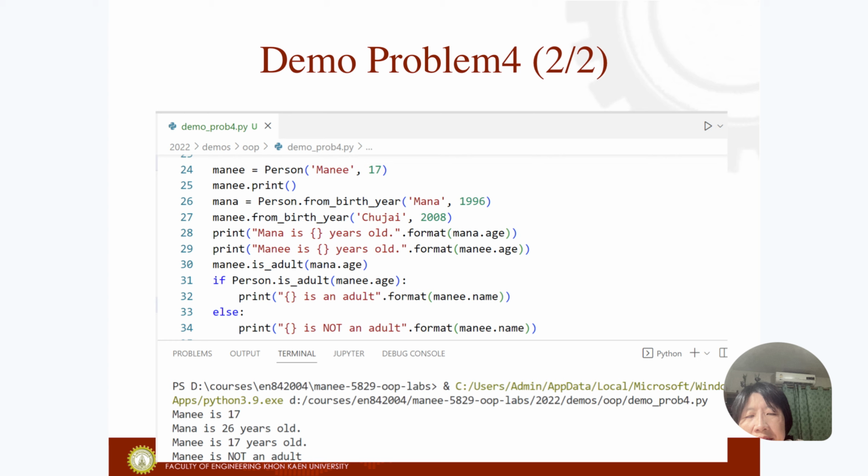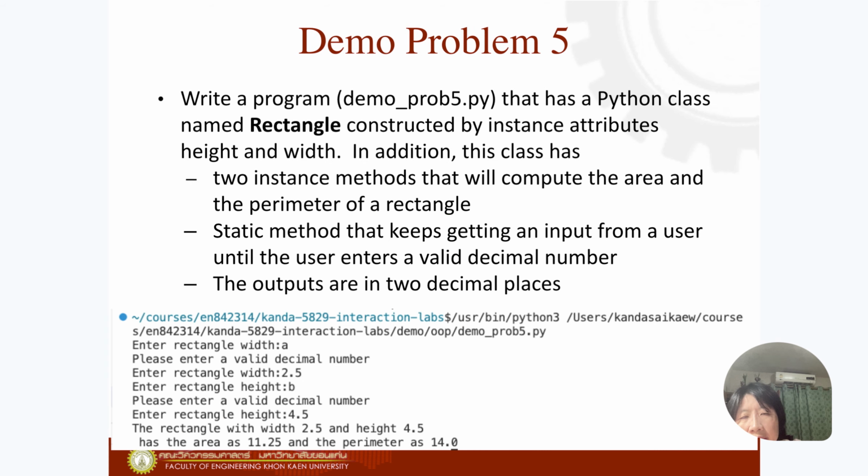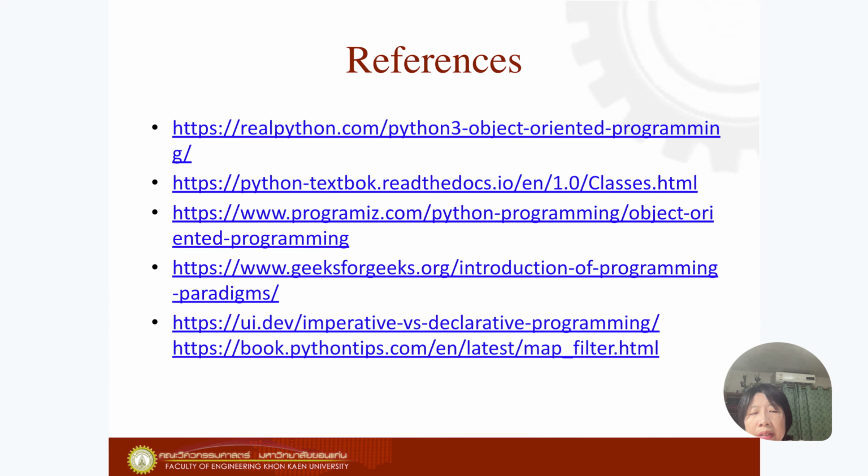So here is the example of calling class method and static method. And for demo program 5, you also learn how to create two instance methods to compute the area and perimeter of a rectangle, and a static method to keep getting an input from a user until the user enters a valid decimal number, and the outputs are to two decimal places. And these are references for this slide.